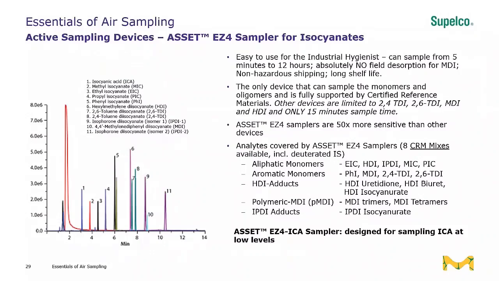So it's important that when selecting the device, if your product contains isocyanates with any one of those compounds, you have a sampler that can collect and measure them. And this is the only device that has that full range. It has greater flexibility and can be more cost effective to use because you don't need to use as many samplers. And these devices are much more sensitive, just giving you much better data to base your decisions.